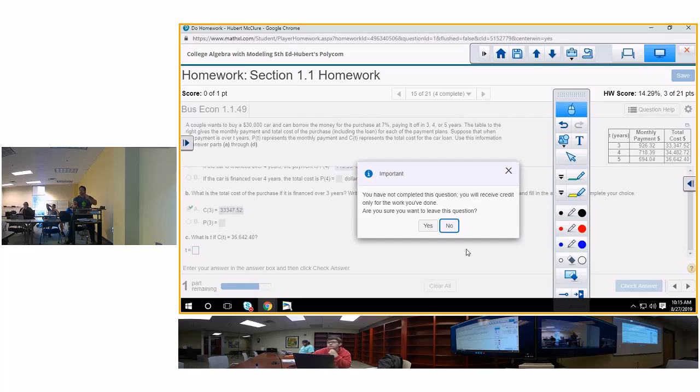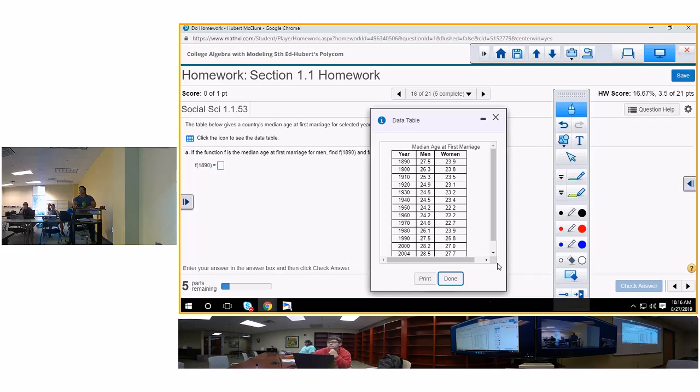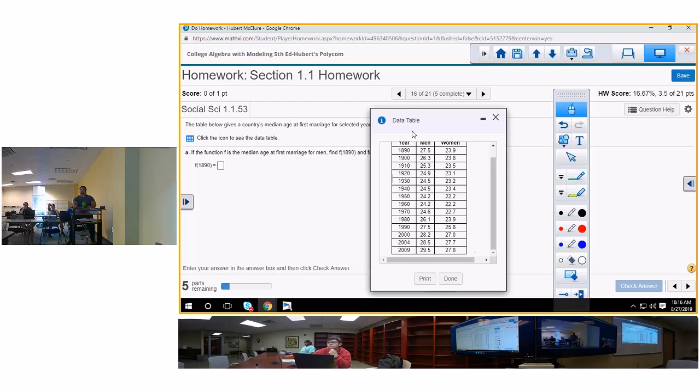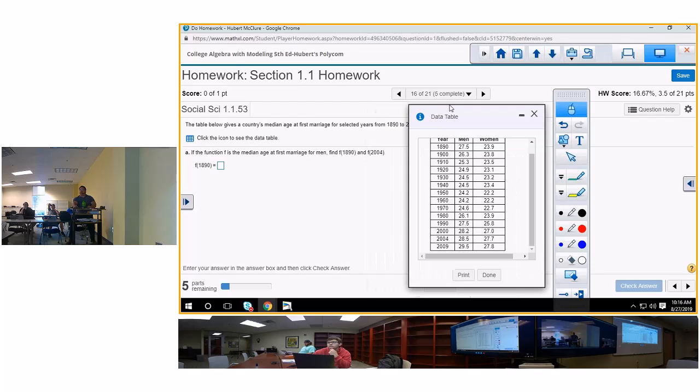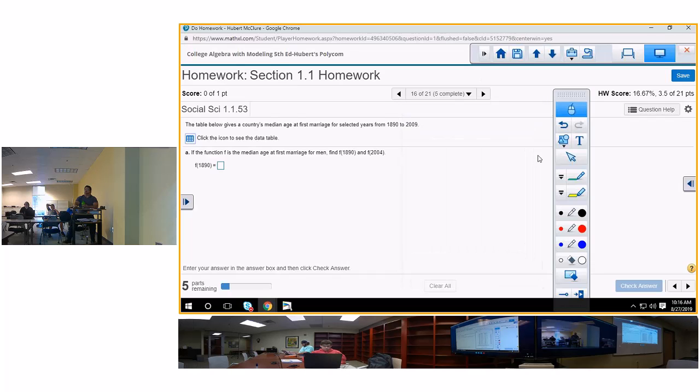I'm going to pick out questions that, let's see what this one says. The table below gives a country's median age of first marriage, blah, blah, blah. Here's the data, blah, blah, blah. If the function is median age for men, what's 1890? 1890 is going to be what? 27.5. Okay, it says find the median age for men. So they're just asking you to read a table. I'm not going to ask too many of those. If you can read a table, that's good.